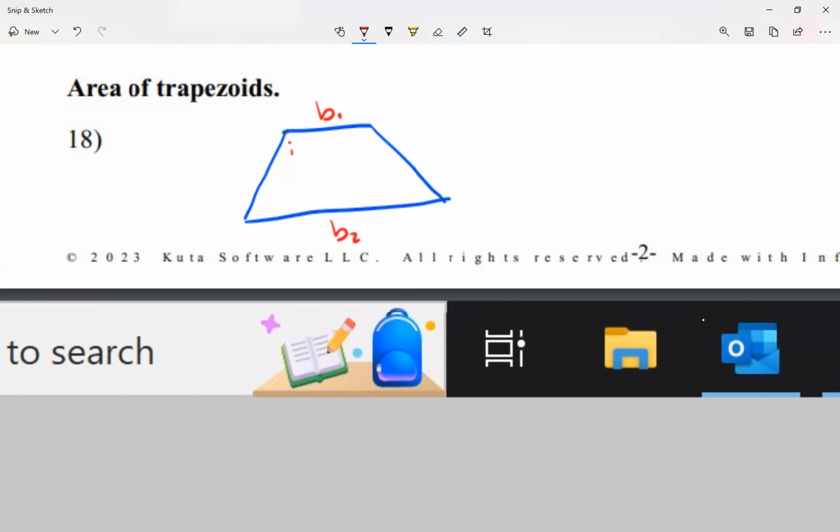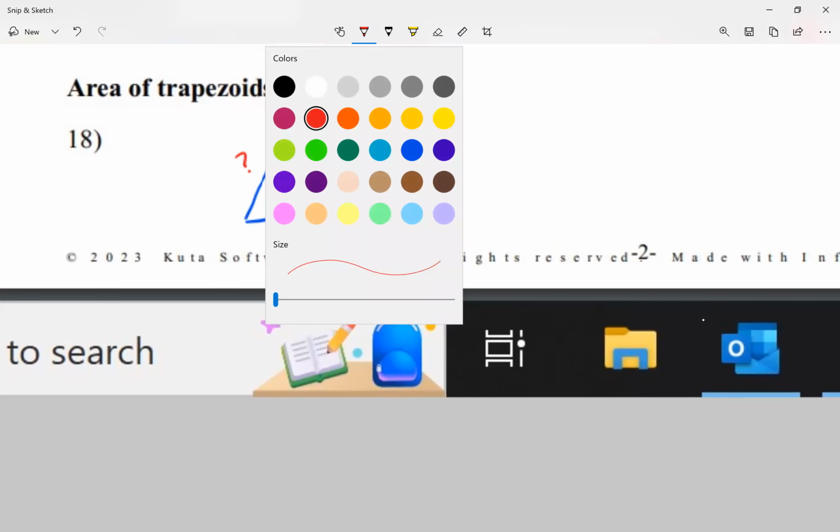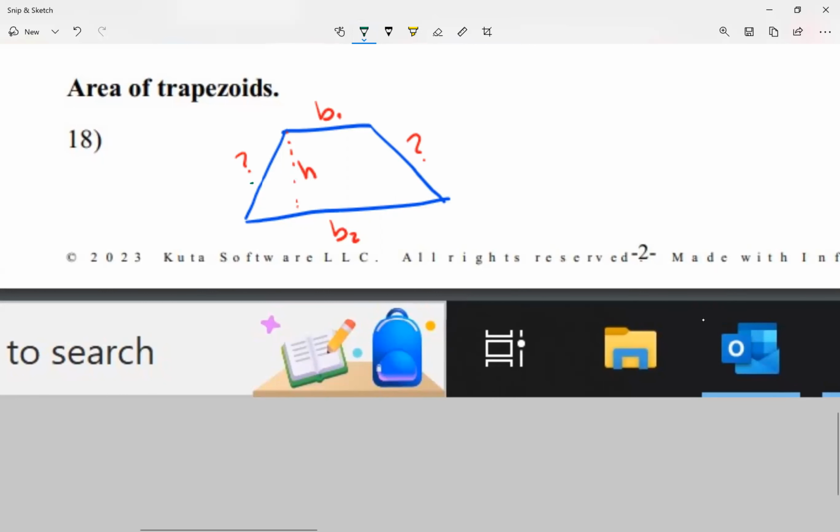Sometimes we put it as a dotted line. And then for right now, let me just call it h for height. That's really what I need. The information, I'm going to put question marks for these two sides. They're not really needed. Now, the interesting part of a trapezoid is that imagine I came over and I cut it right in the middle.